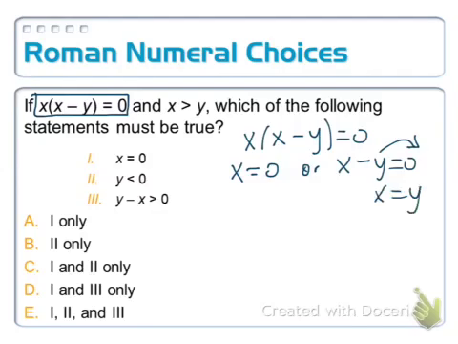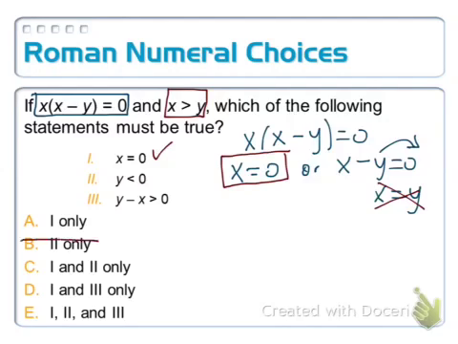Now, I know that that one cannot be true just simply because it says that x has to be greater than y, so it cannot be equal to y at the same time. So if that one's not true, then this one does have to be true. So we have an answer choice where it has to include the number 1. So if I look at my answer choices, I know I can at least cross out B.